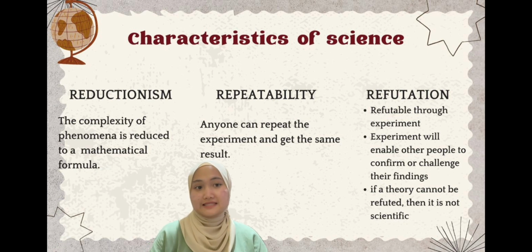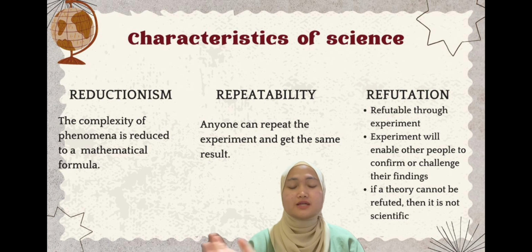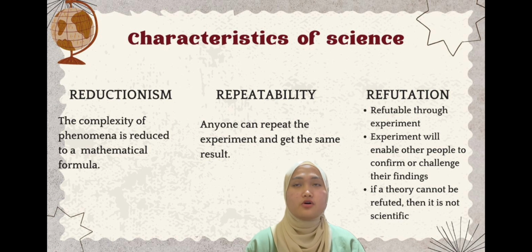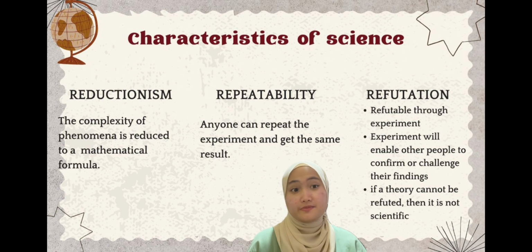Second, repeatability. In science, everyone can repeat a similar experiment and get the same result. This is called repeatability. Lastly, refutation. Science has experiments that allow everyone to repeat them, either to support or refute them. If a medical practitioner claims to have found a cure for H1N1 disease, then other scientists can repeat the experiment. The way to prove the claim is by experiment.